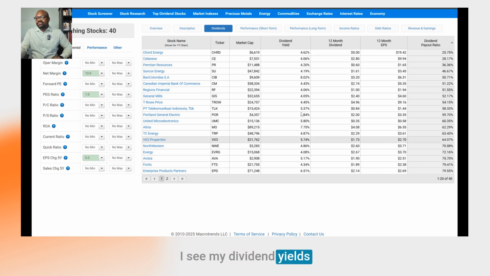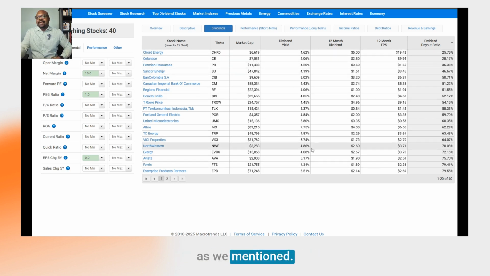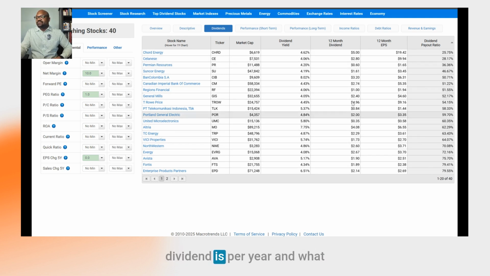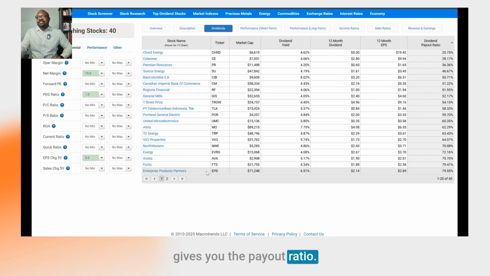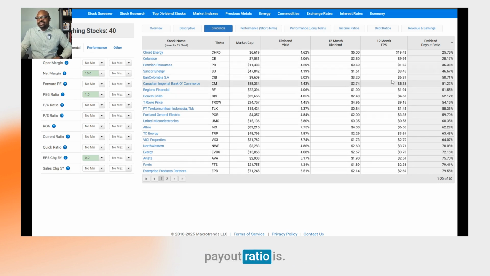I see my dividend yields are all above 4%, as we mentioned, and then it tells us what that dividend is per year and what their earnings per share is. And naturally, when you divide that, that then gives you the payout ratio. So what percentage of the earnings are we paying out in dividends? That's what your payout ratio is.